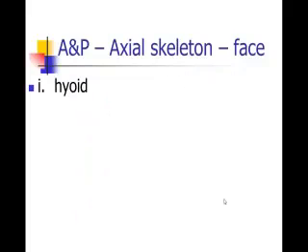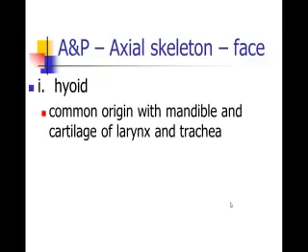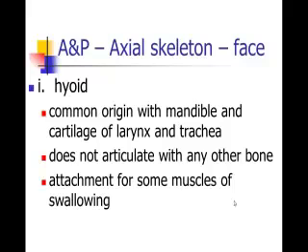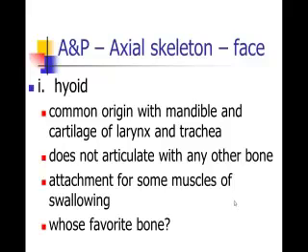Then we have the hyoid bone. I mentioned the hyoid bone before. Remember the seven dwarfs' favorite bone? It doesn't articulate with anything, has a common origin with the mandible. And I didn't mention this before, but the cartilages of the larynx and the trachea also come from those gill arches. It does not articulate with any other bone, the only bone in humans that is the case for. And some of the muscles associated with swallowing attach to the hyoid.